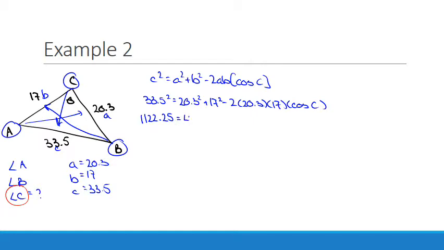20.3 squared is 412.09. I'm taking everything to 2 decimal places. 17 squared is 289. And yes, I've pre-calculated all this. I'm writing this out from a sheet of paper. I don't have this all memorized.